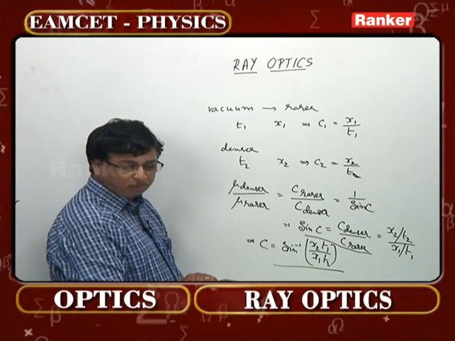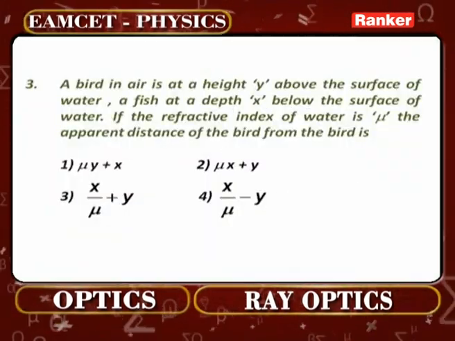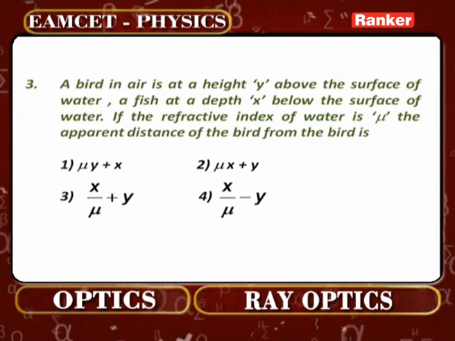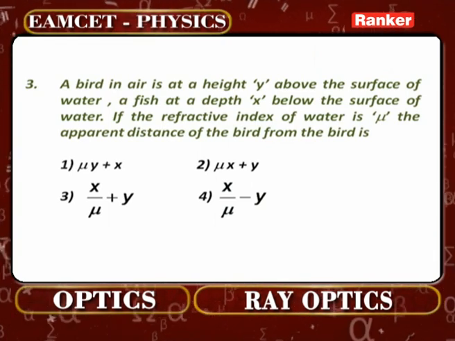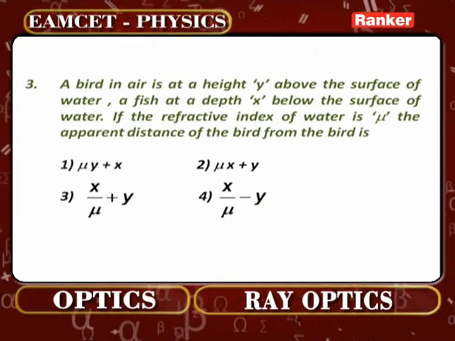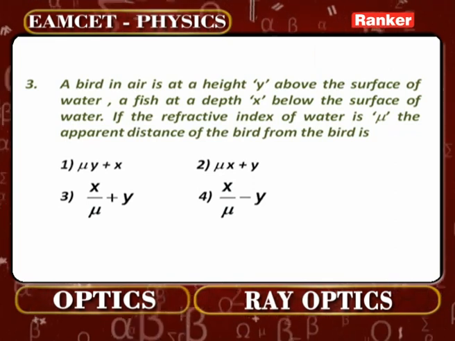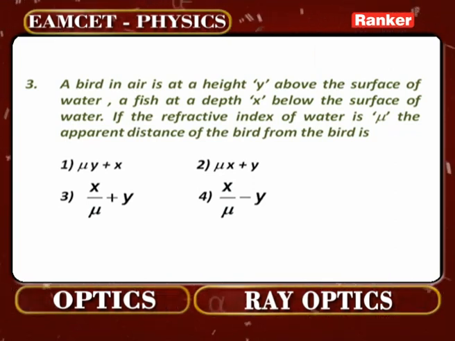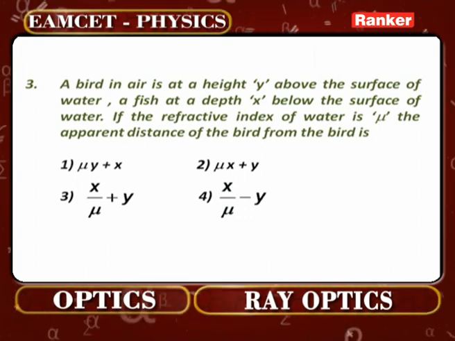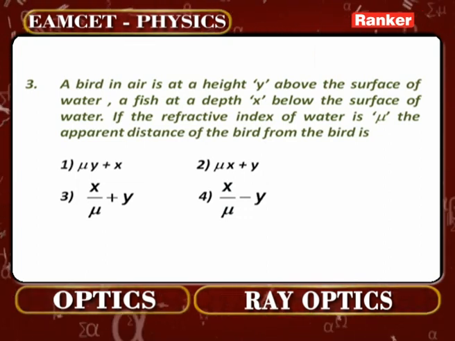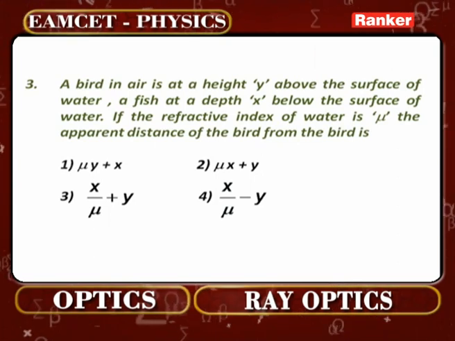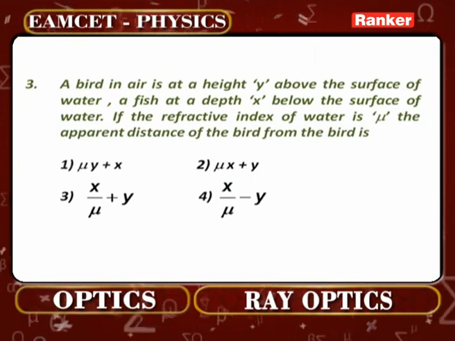Let us check the next problem, problem number 3. A bird in air is at a height y above the surface of water. Same problem, but the other way he is asking. A fish at a depth x below the surface of water. If the refractive index of water is mu, the apparent distance of the bird from the fish is how much? From the fish, in fact, this time we have to take up.